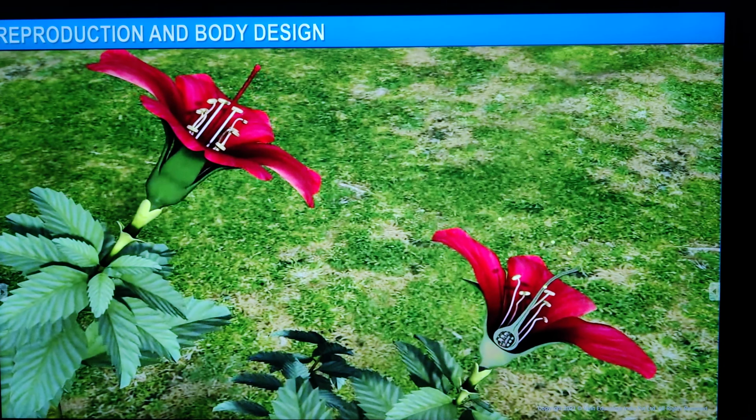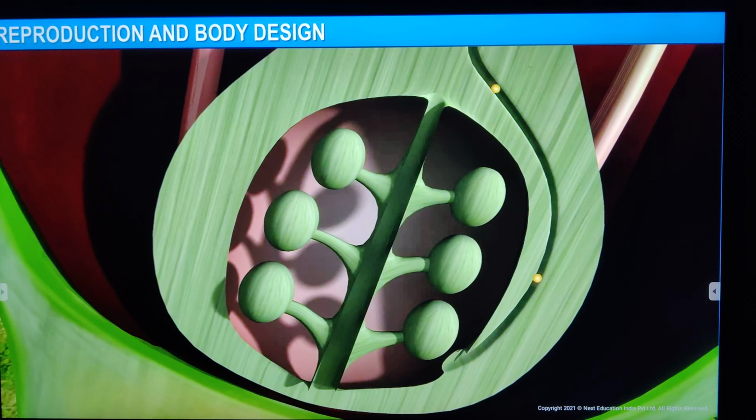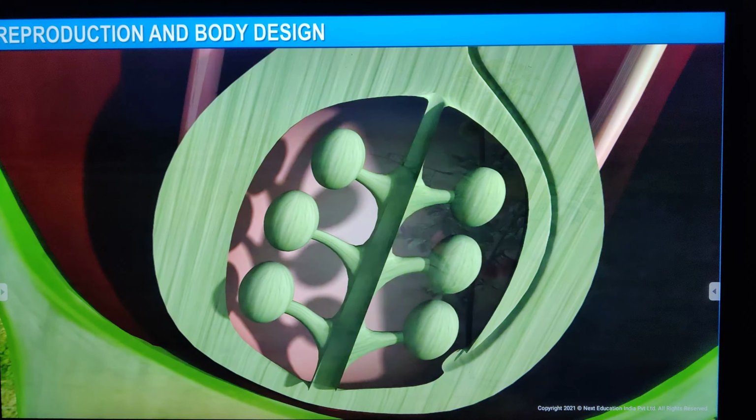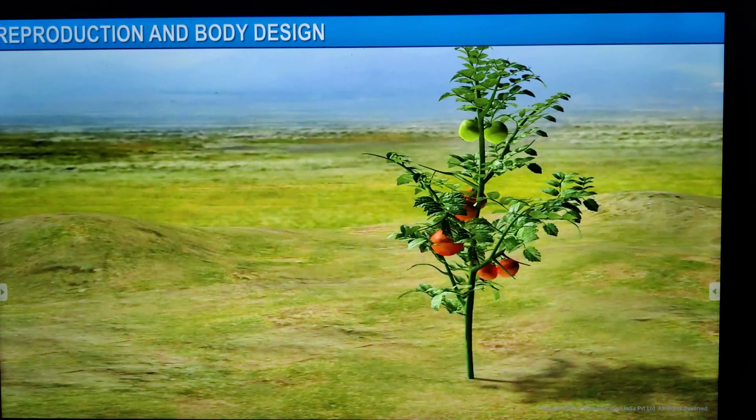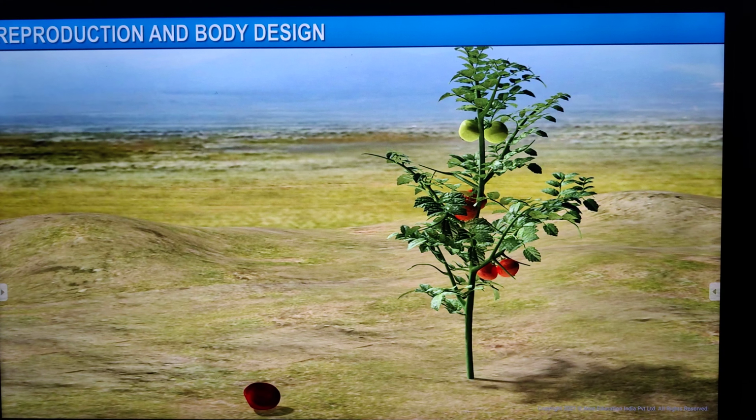The germ cells of two parent plants, such as egg cell and pollen, combine to create the seed for a new plant. In plants, this mode of reproduction produces seeds. This gives rise to new plants.